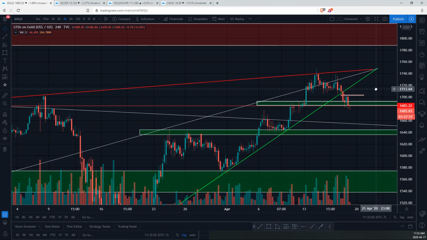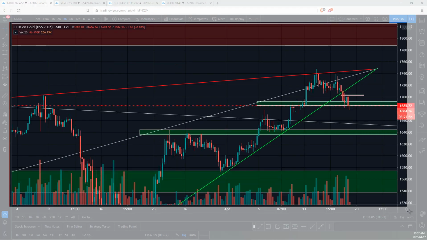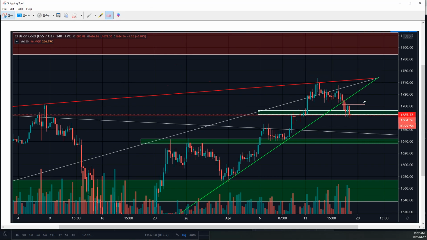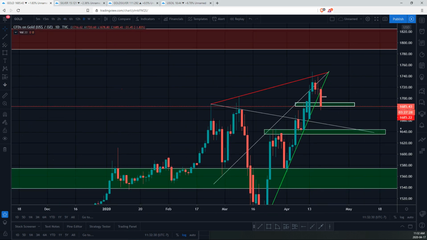Now, let's say, here's another option. Let's say we actually don't break the $1,700 level of resistance. So right now we're still in this range like we talked about. And if we actually break to the downside and we don't break to the upside and test for a new level of support, well, then we have this minor white trend line right here, which is in confluence with our previous resistance, new level of support, which we can clearly see on the daily, like so.